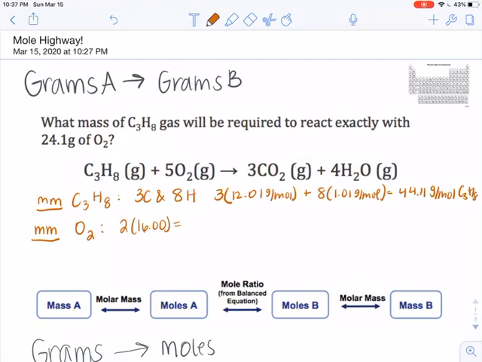Hello everyone, it is Miss Feck here, and I am here to review the Mole Highway, both grams to grams conversion, grams to moles, and moles to grams. So let's jump right in.